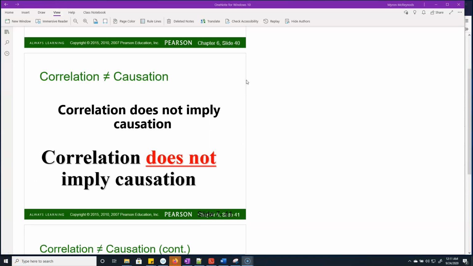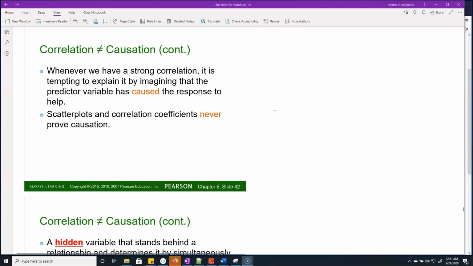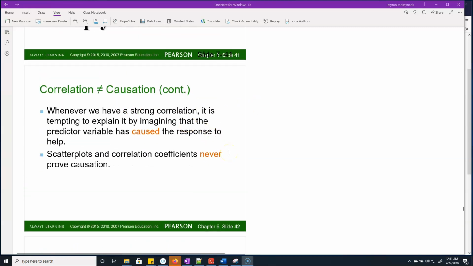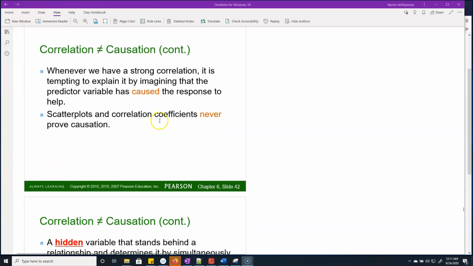All right, the last concept in chapter 6 here is about correlation and causation. A lot of times when these things are strongly correlated, you'll think for certain that one causes the other, but that is not always the case. Correlation does not imply causation. Whenever we have a strong correlation, it's tempting to think that one caused the other. Now, it might have, and it's usually decent evidence that it could have, but it can never prove causation. You need other evidence to be able to prove causation.